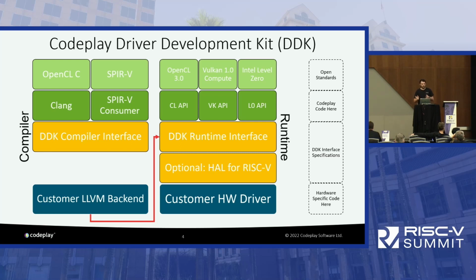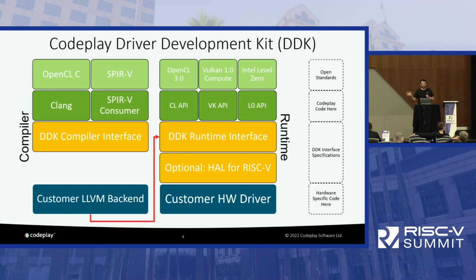In the Codeplay DDK, we use Clang for OpenCL-C, and then we have our own code for consuming the SPIR-V. And this sits on top of a compiler interface that we have, which specifies how to connect your LLVM backend to the code we provide, and provides a set of guidelines and pre-written compiler passes to help with mapping the code from the heterogeneous standard parallel model to your parallel hardware.